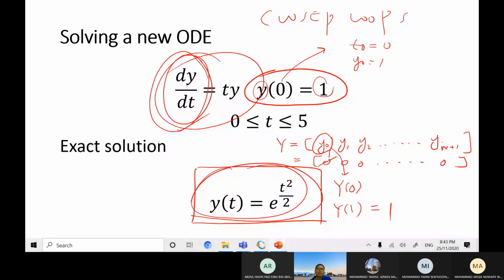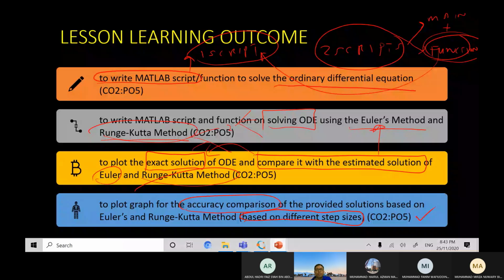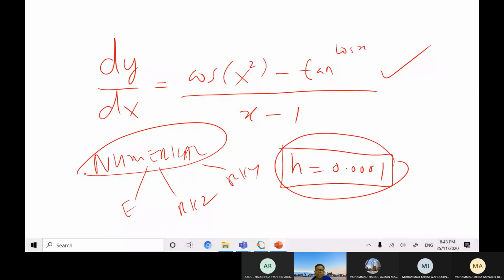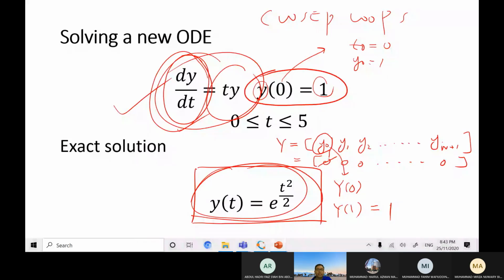Sebab in real world, mana ada equation macam ni? Ini semua equation hayalannya ni. Tak ada macam ni. In real world, the equation much more complicated. Much more complicated. Okay? Faham? And that's why you have to learn this.